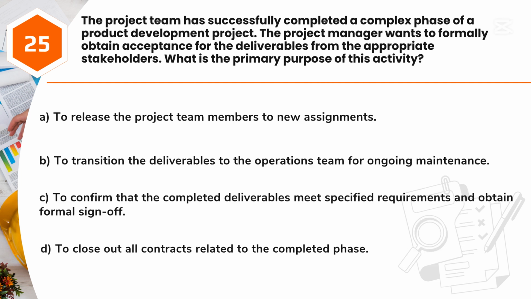Question 25. The project team has successfully completed a complex phase of a product development project. The project manager wants to formally obtain acceptance for the deliverables from the appropriate stakeholders. What is the primary purpose of this activity? A. To release the project team members to new assignments. B. To transition the deliverables to the operations team for ongoing maintenance. C. To confirm that the completed deliverables meet specified requirements and obtain formal sign-off. D. To close out all contracts related to the completed phase.